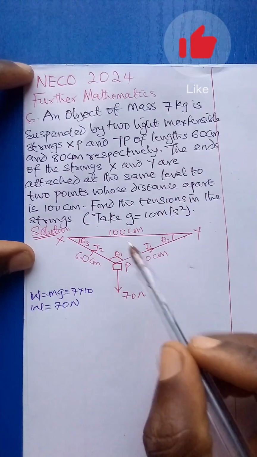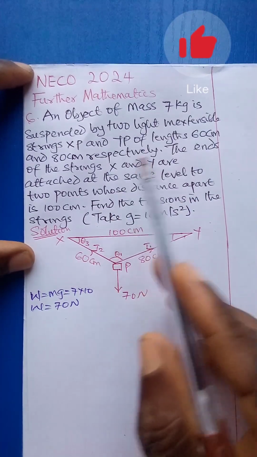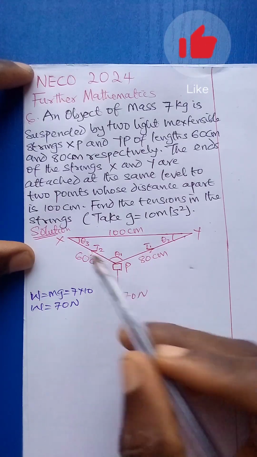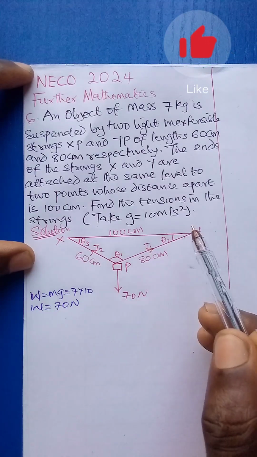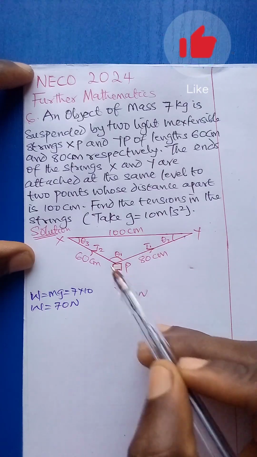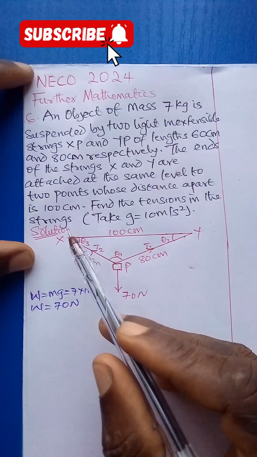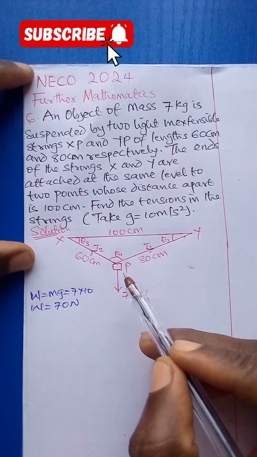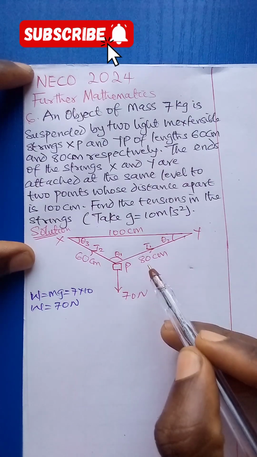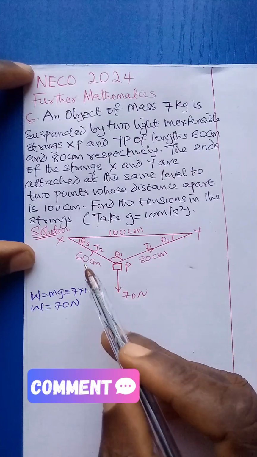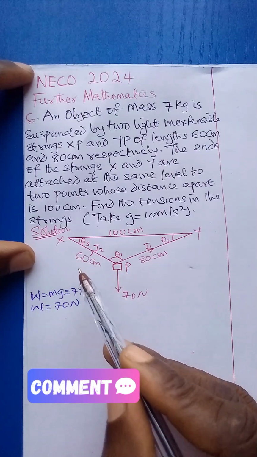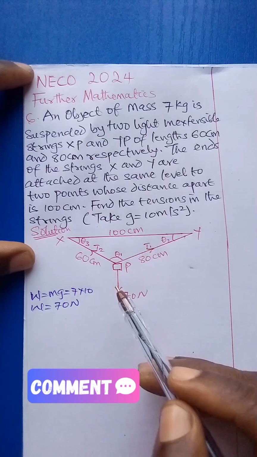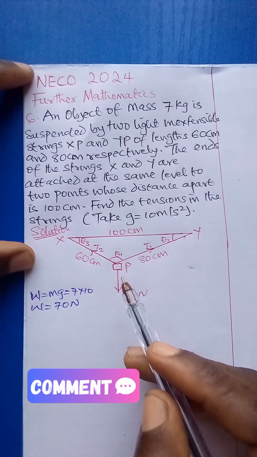This is a diagram illustrating the question above. You see, point P is the point where X and Y are connected to the object. We are told that X and Y are 100 cm apart, while from point P to point Y is 80 cm, and from point X to point P is 60 cm. Now T1 and T2 are the tensions in the strings, and that is what we are looking for.